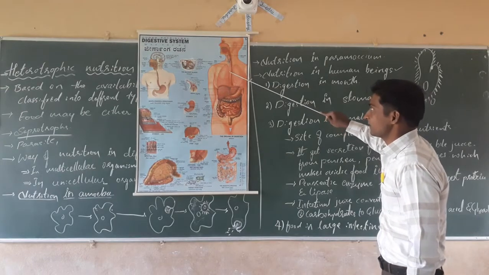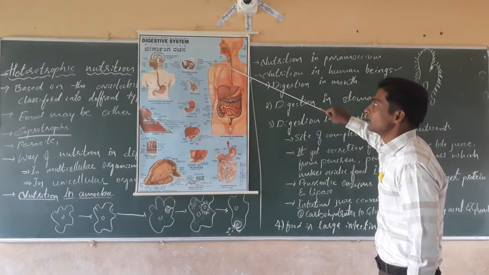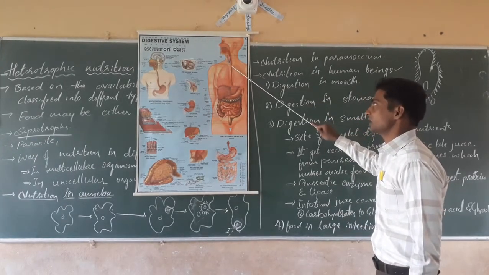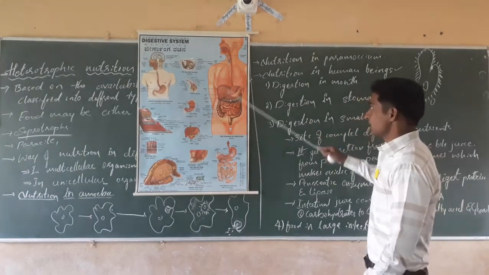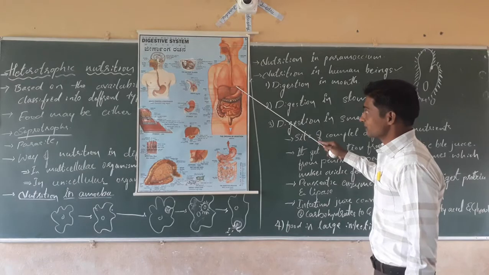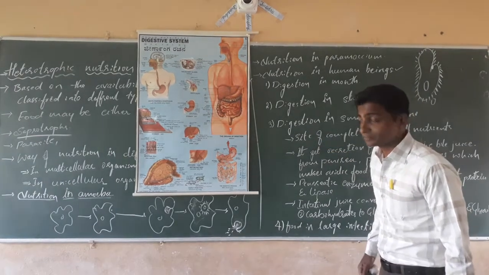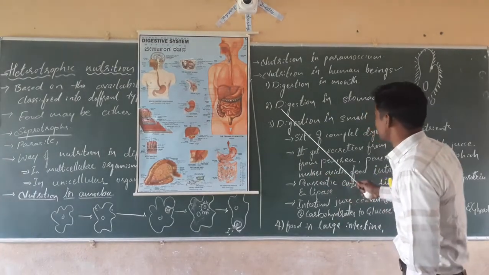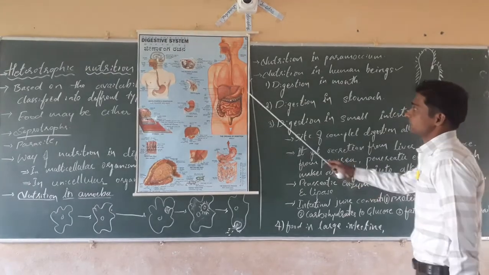The food will not remain in the esophagus. It will be moved down in the form of a bolus due to continuous movements, called peristaltic movement. The food will enter the stomach region, which is a J-shaped bag-like structure. That is the important part of the digestive system. Here we will study digestion in the stomach.